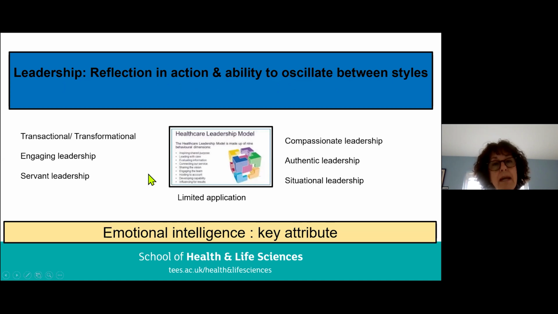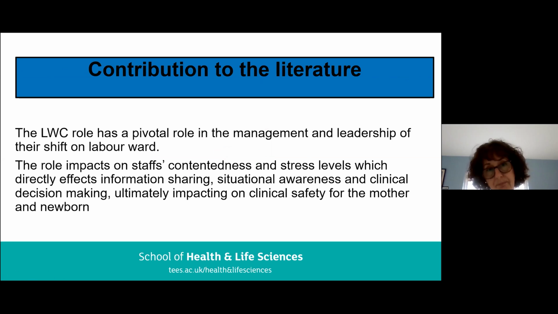I don't have time to go through this within this presentation, but these are the leadership styles that the excellent coordinators portrayed. In particular, emotional intelligence. And if you're not aware of that, I would strongly advise you to have a look. It's about how we are as individuals and how we understand us as individuals and how we impact on other people. So the highly emotionally intelligent coordinators were the coordinators that people wanted to work with.